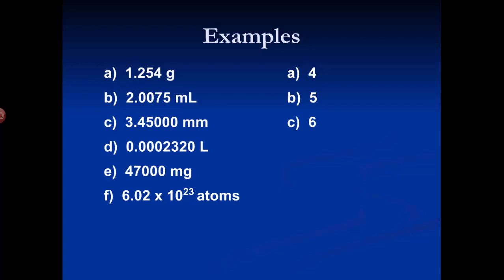What about the 0 at the end of that number? Is that significant or not? Well, it's at the end of the number, and it is to the right of the decimal point, so it must be significant. So that means that that measurement has 4. What about the next one?